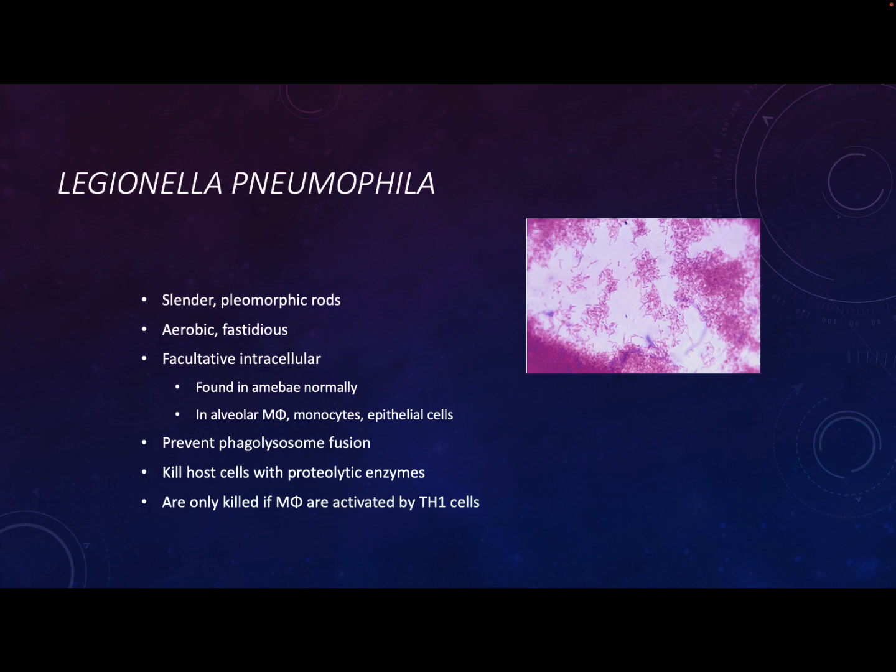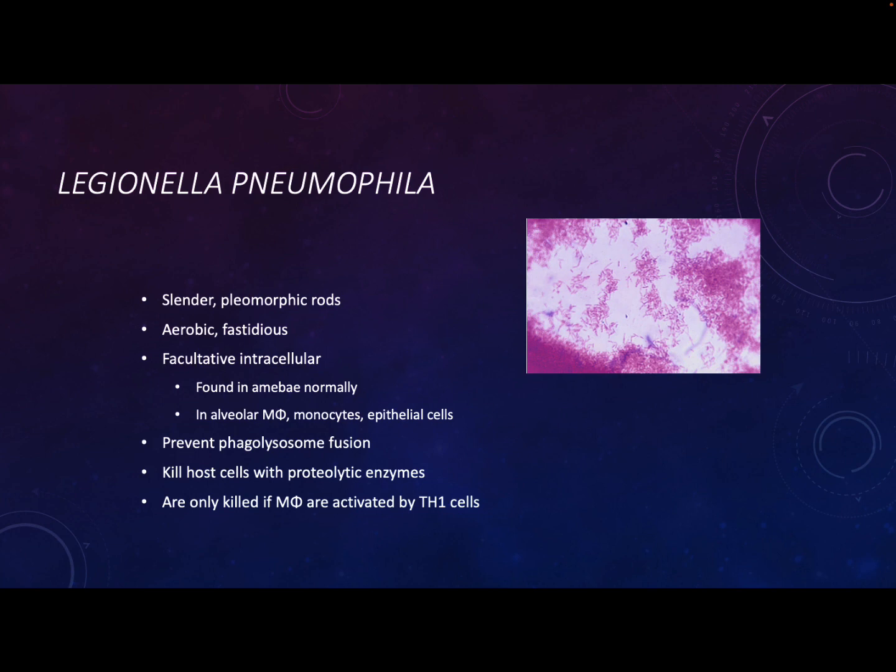They are facultative intracellular, so they can replicate outside of cells, but they also replicate inside of cells. And outside of the human body, they're often found in amoeba, almost like a symbiont sometimes of amoeba. In the host, like us, they will go into alveolar macrophages, monocytes, epithelial cells. But again, they're mostly respiratory, so they're going to be hanging out in the respiratory tract.